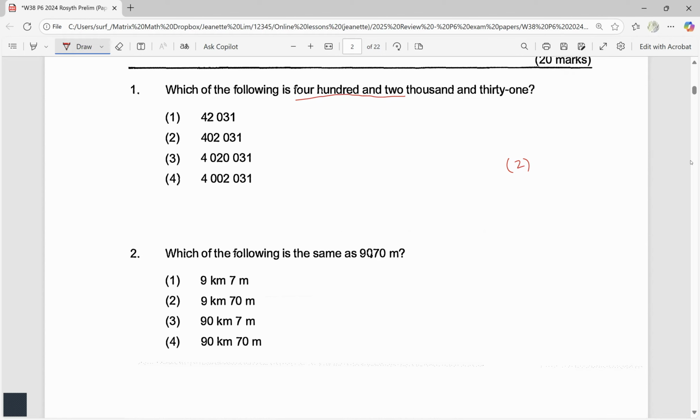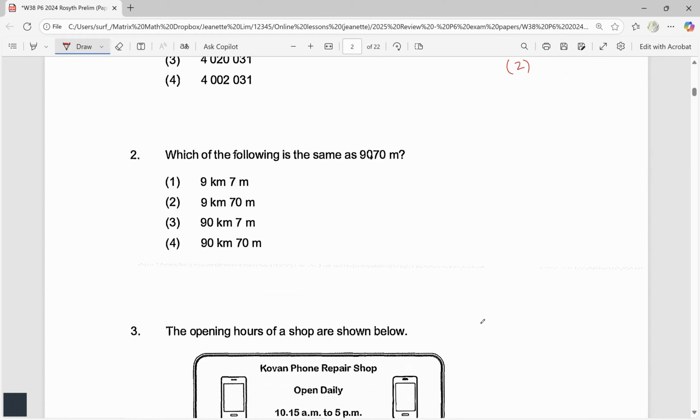Question 2. Which of the following is the same as 9,070? 9,070 meters. Every km is 1,000 meters. So we have 9,000 meters, which means it's 9 km. Then we have 70 meters here. So 9 km and 70 meters. Option 2.